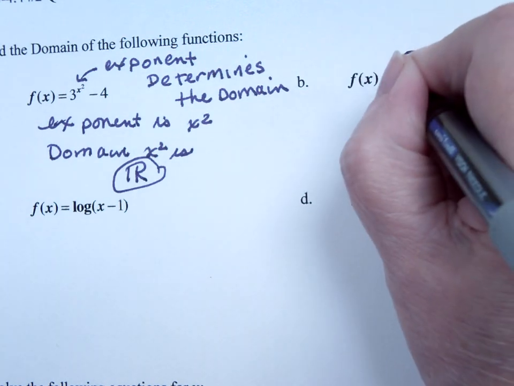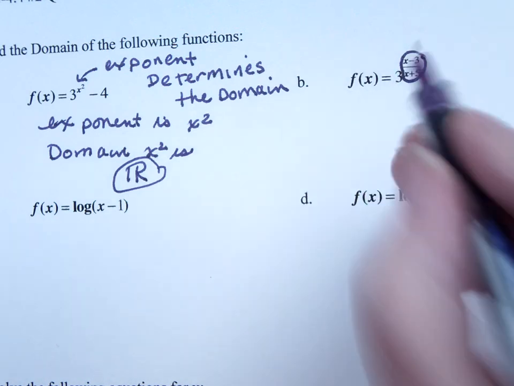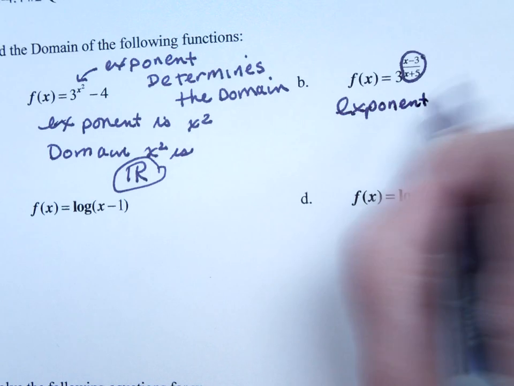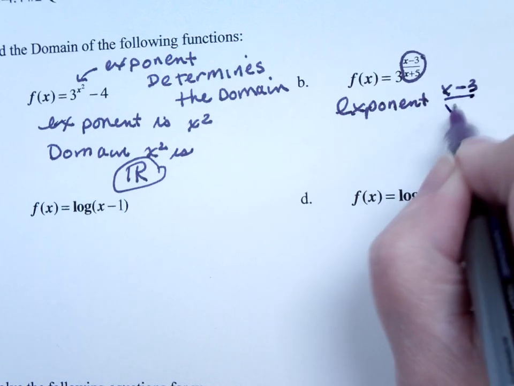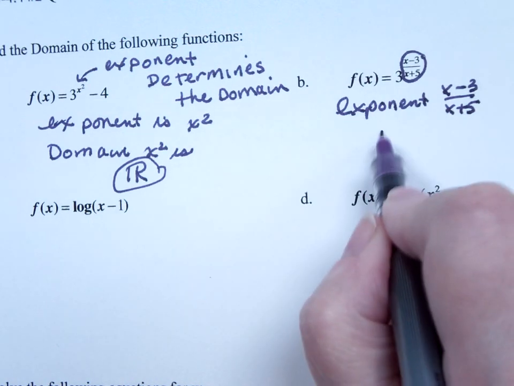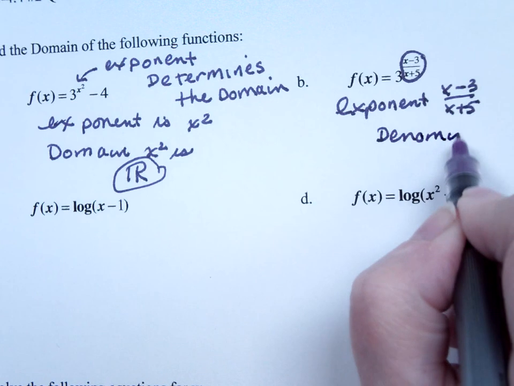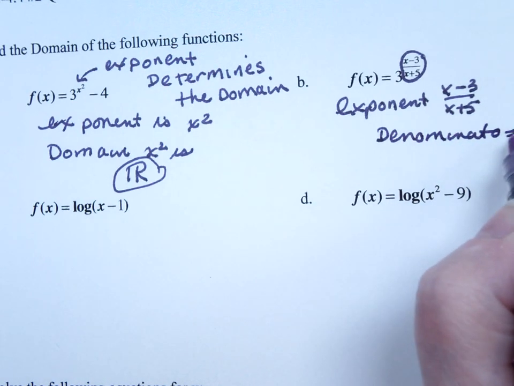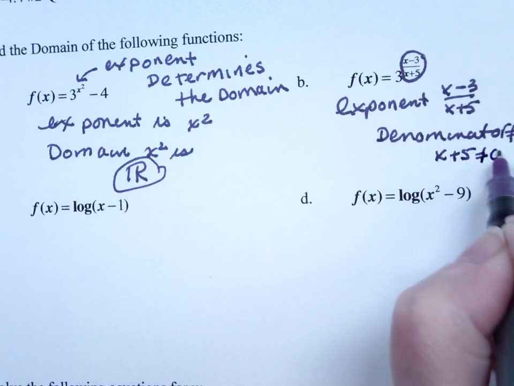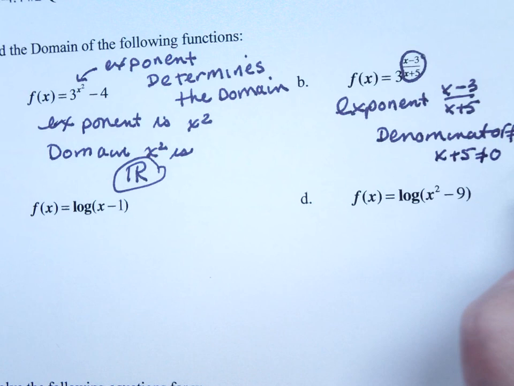Three to this thing. Now in this case, the exponent is x minus 3 over x plus 5. Well, that's a rational function. So we know that the denominator can't be 0. So x plus 5 can't be 0. So it's all real numbers. X can't be negative 5. So that's what your domain would be.